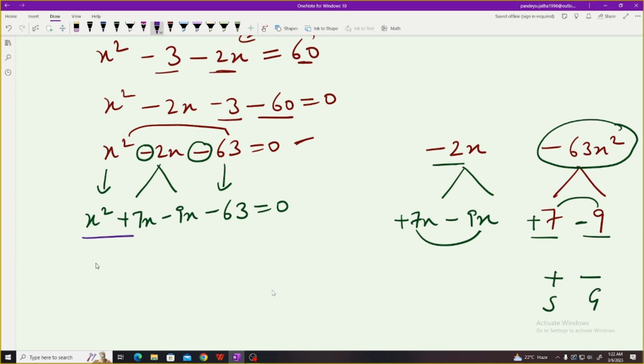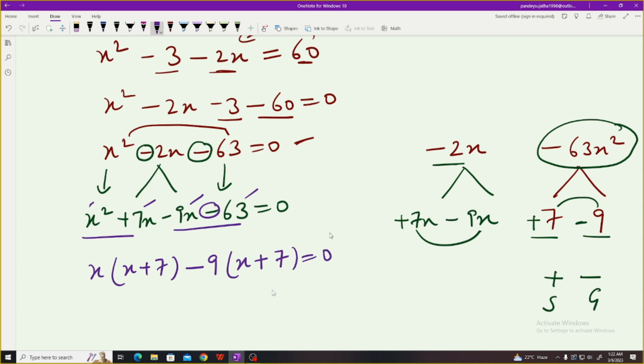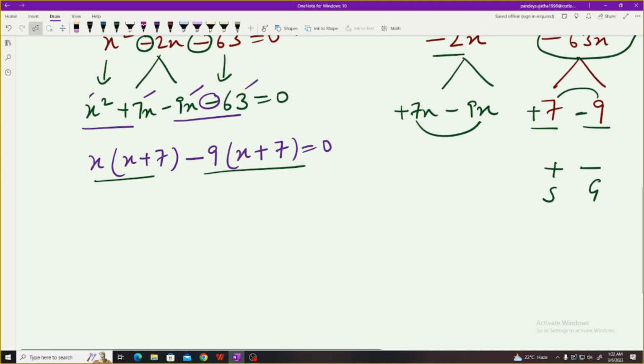From these two terms, we find x is common. From this term, x is left, and from this term, 7 is left. From these two terms, minus 9 is common. From this term, x is left, and since minus is taken out, the sign changes and it becomes positive, and here we are left with 7 equal to 0. So from these two terms, x plus 7 is common.